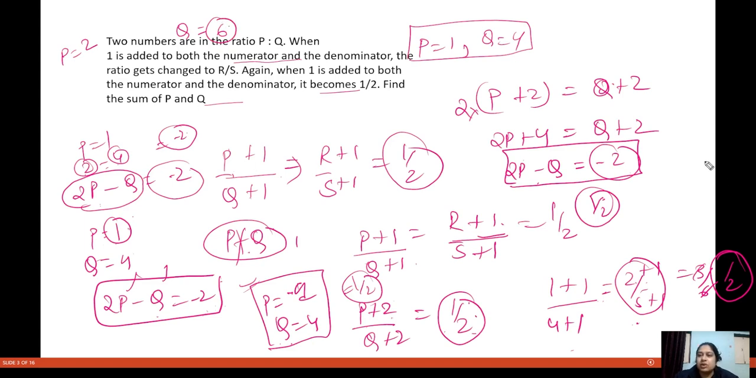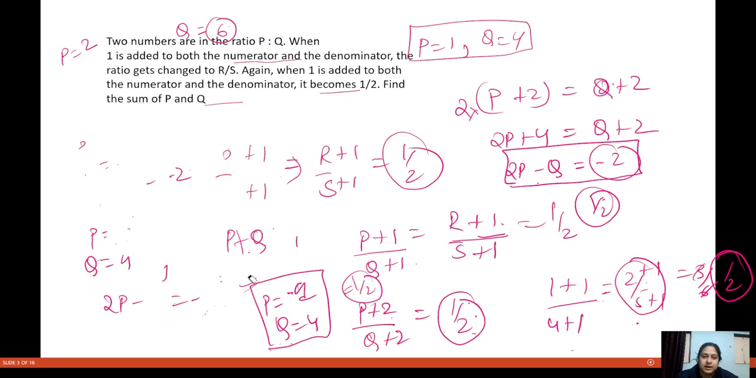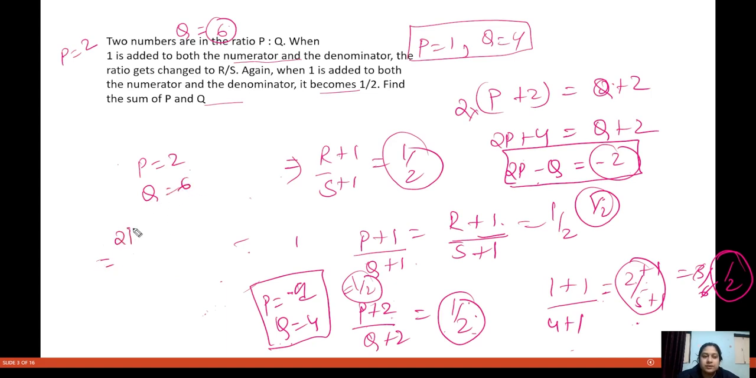So if you put p equal to 2 and q equal to 6, you have 2p minus q equals minus 2. Now this will become 4 and this will become minus 6, so that will become minus 2. So we have minus 2 here. Now you can check it.